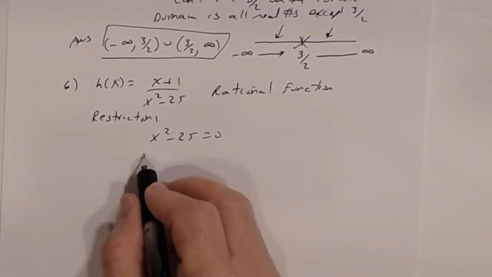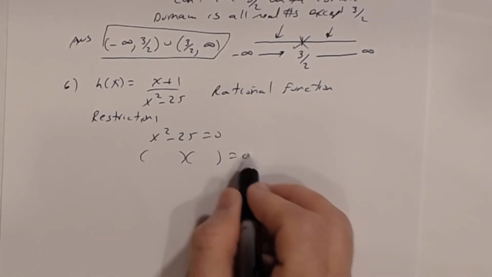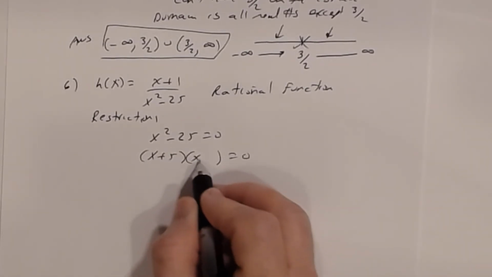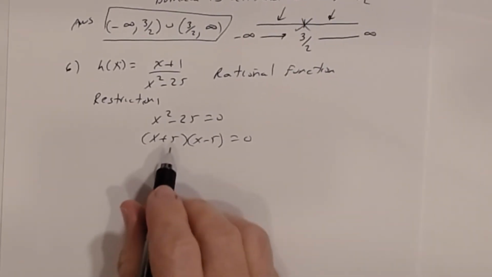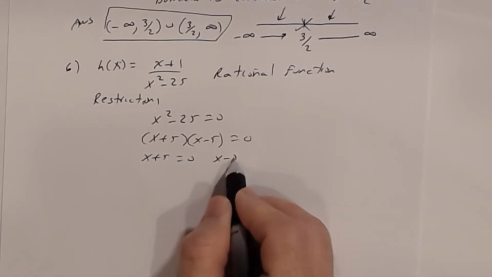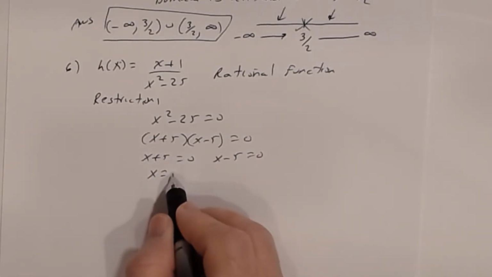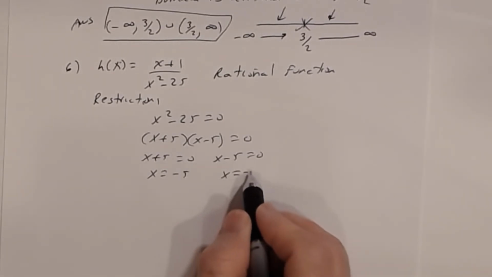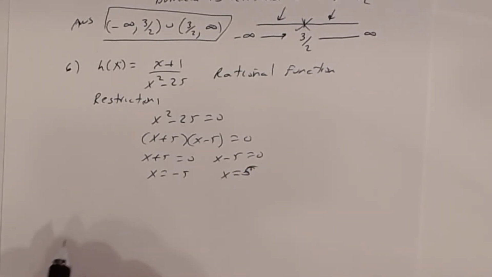This is the difference of two squares. So I'm going to go ahead and factor this. So that's x plus 5, x minus 5. And then using the zero factor property, I set each of those equal to 0. And I find the restrictions to be negative 5 and positive 5.